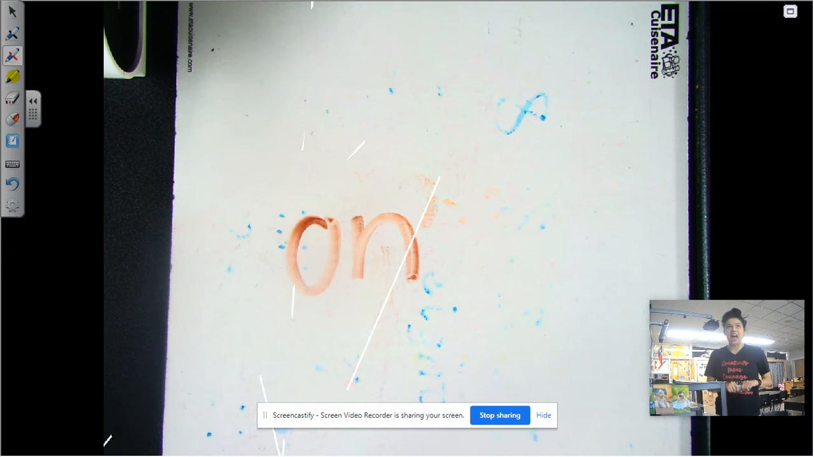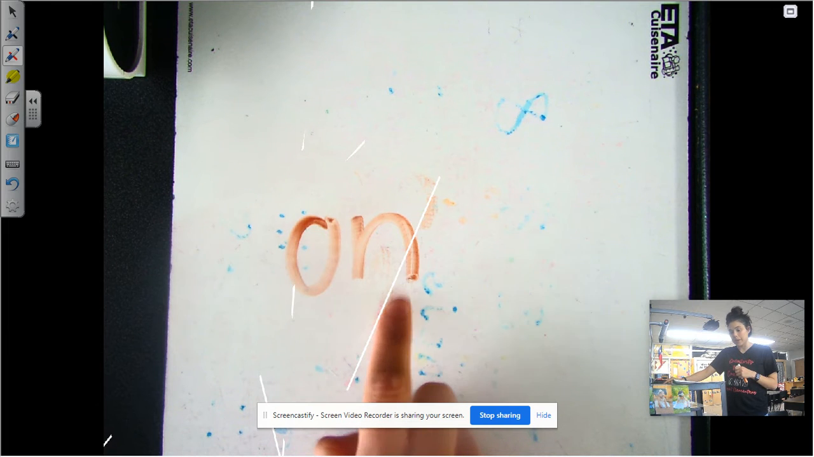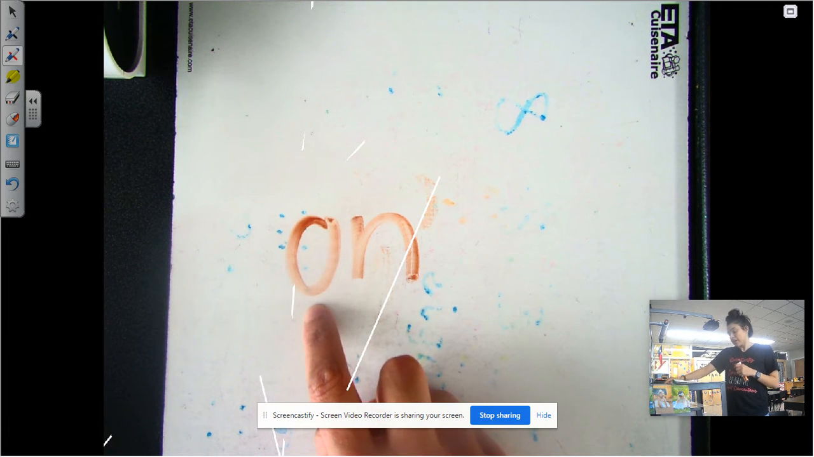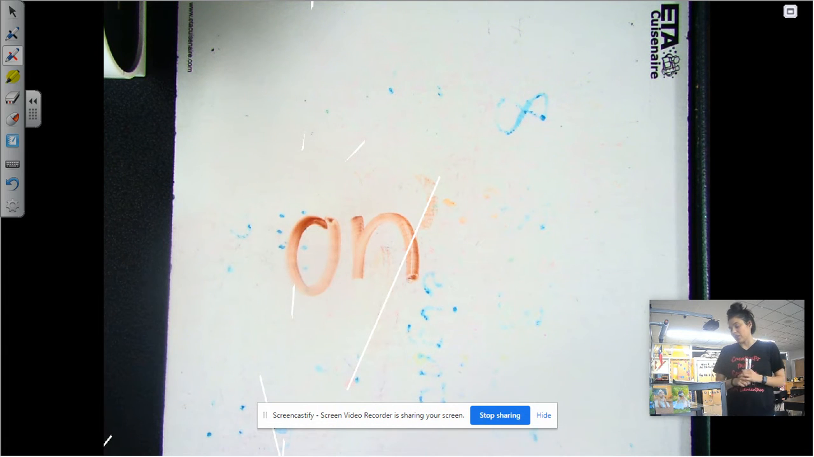When a vowel is followed by a consonant, the vowel is short. Everybody repeat that after me because it's going to apply forever. When a vowel is followed by a consonant, like this letter N following the O, the vowel is short. The vowel has a consonant after it, so it is short.